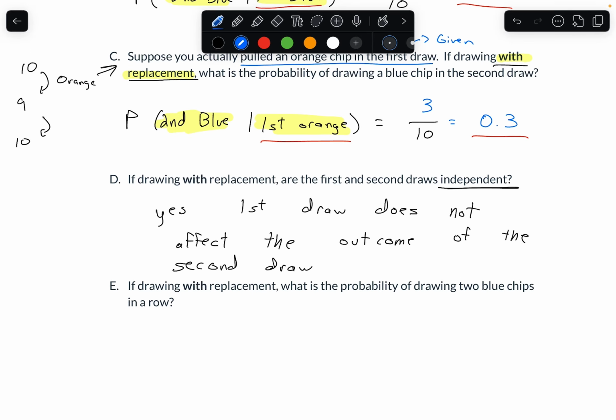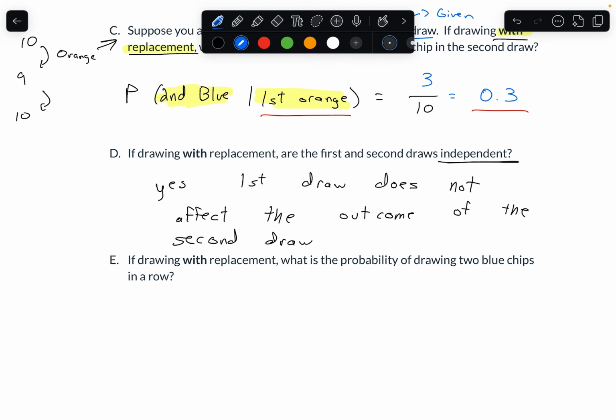Move on to our last example here. It says part E. Again, we're drawing with replacement. What is the probability of drawing 2 blue chips in a row? So if we're drawing with replacement, we just said that they're independent. So we said, hey, if we're talking about independence, we said probability of A and B. If we have 2 independent events, we can think about it as probability of A times probability of B. I can just multiply those 2 probabilities together.